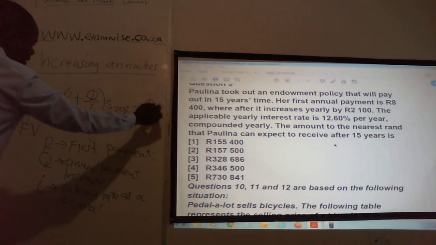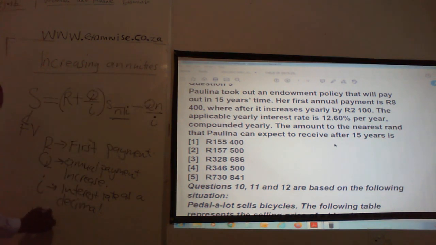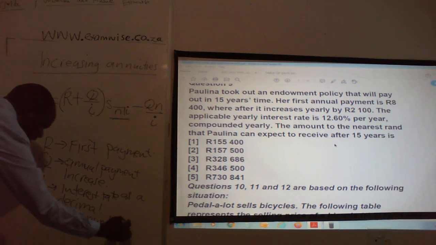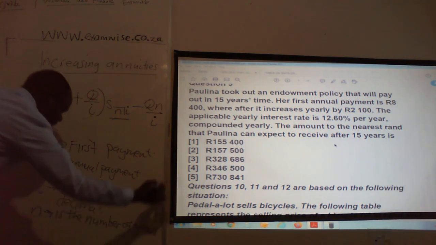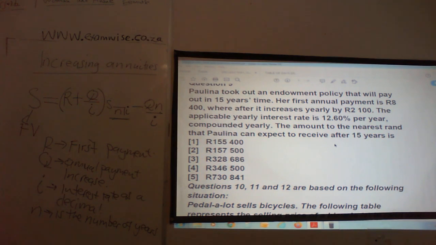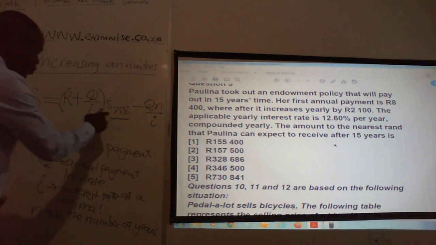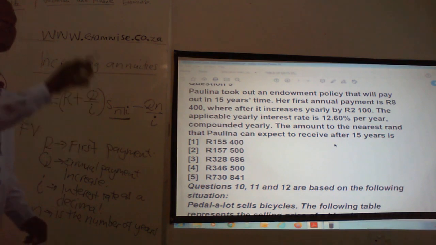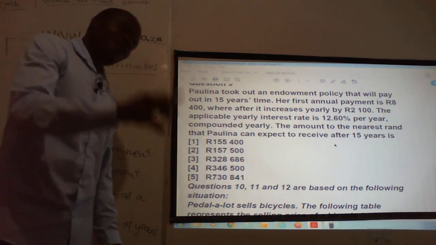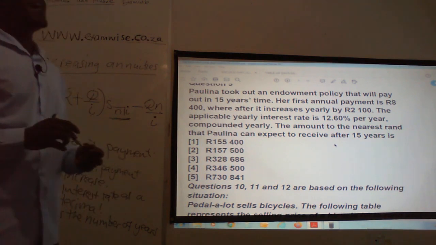And then our N here is the number of years. Our N is the number of years. So we have R, which is our first payment. Q is the payment increase. I, interest rate as a decimal. Then N is the number of years. So I said that I'll come back to this one. This one which we have is the future value interest factor of an ordinary annuity.